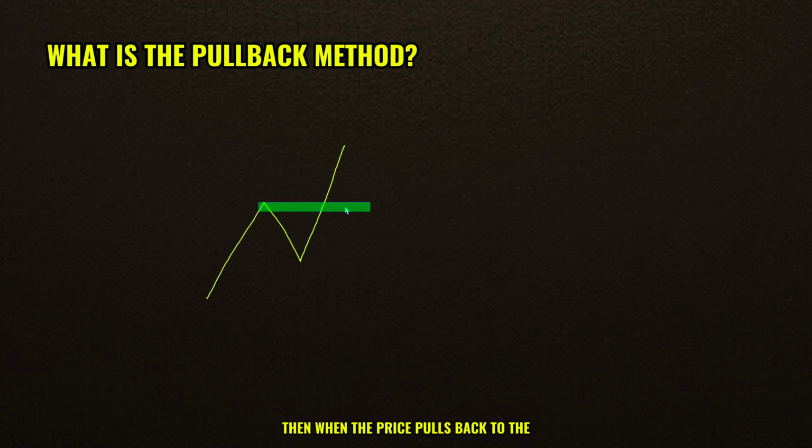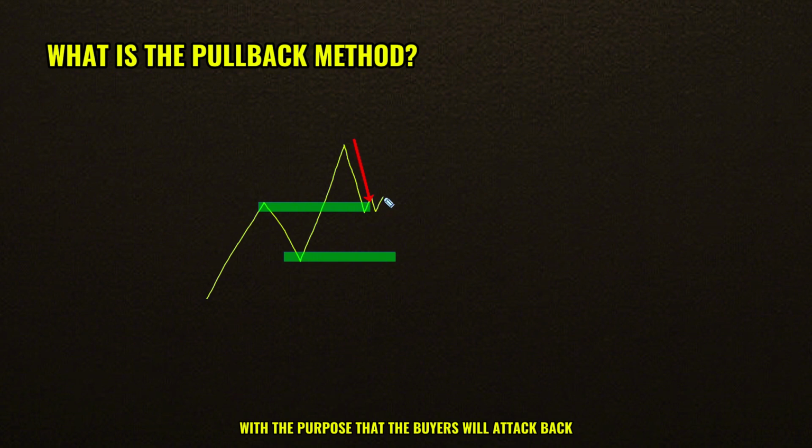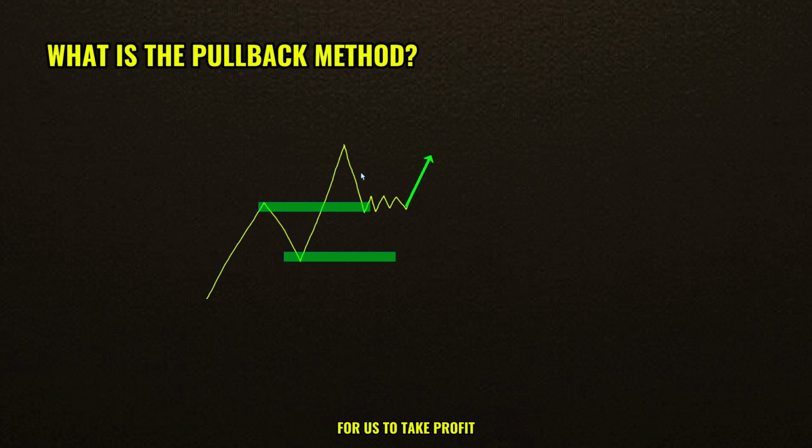Then, when the price pulls back to the support zone of these buyers, it means the sellers are attacking back against the upward force of the buyers before. And when the sellers reach the buyer's base, we see signs of the buyers entering the market, and it resists the downward force of these sellers. Then that is exactly the time when we enter a buy order, with the purpose that the buyers will attack back and the price will continue to rise for us to take profit.